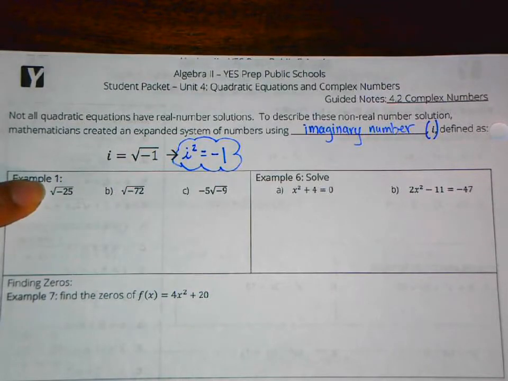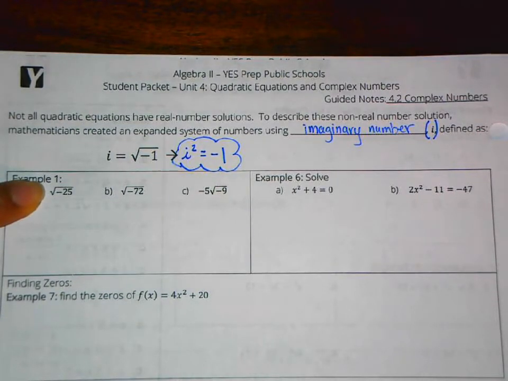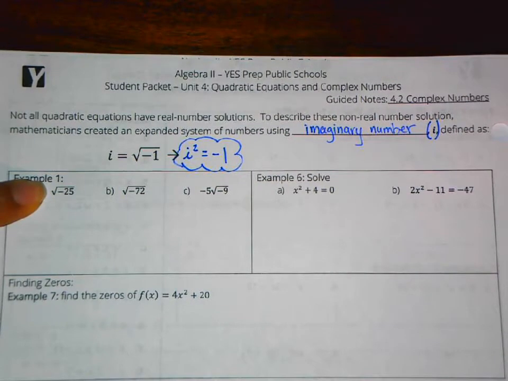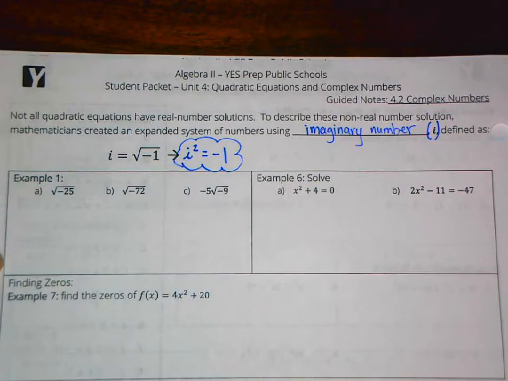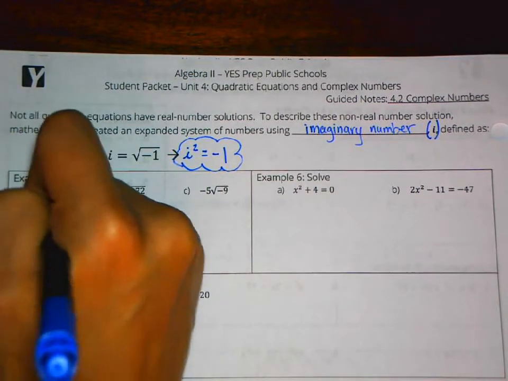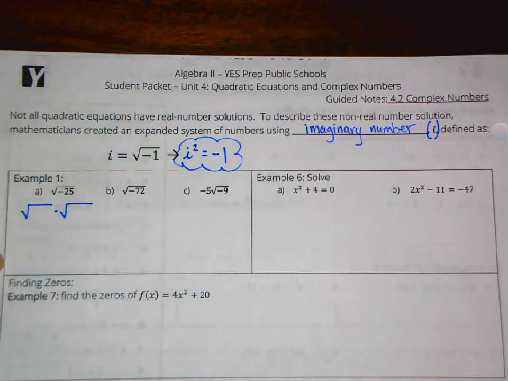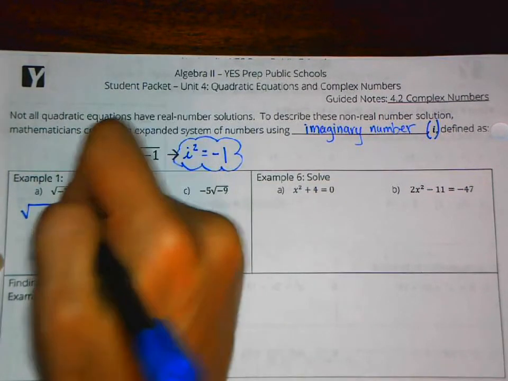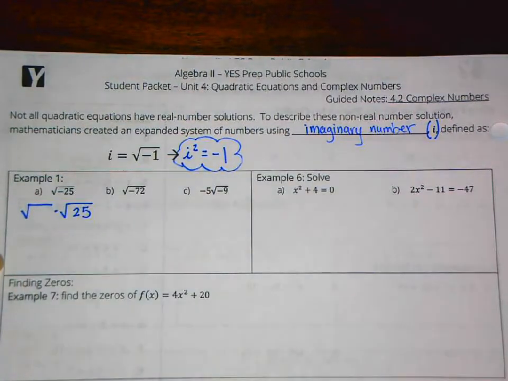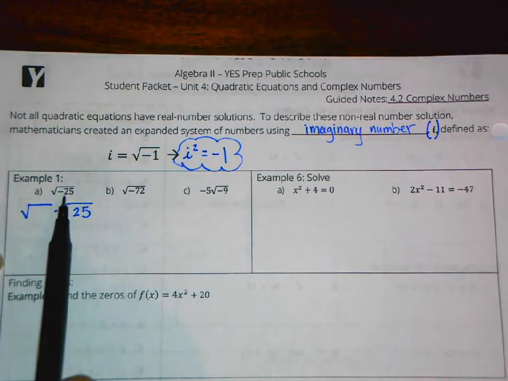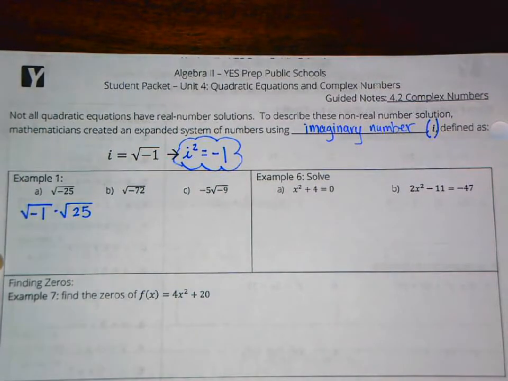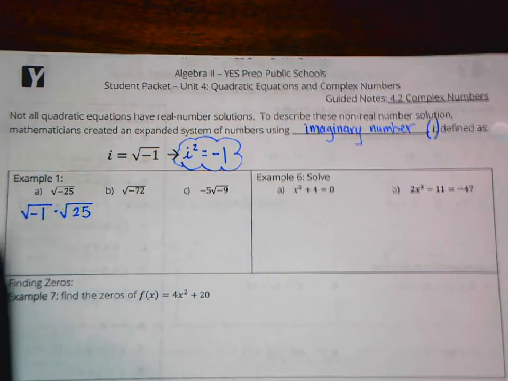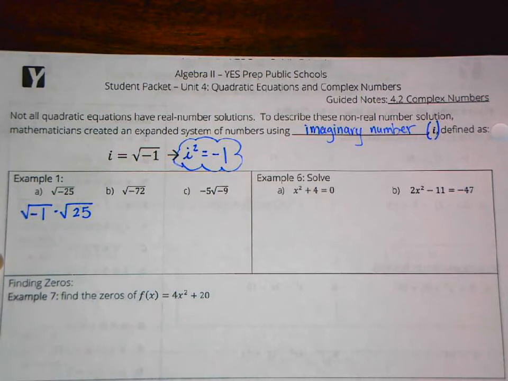Square root of negative 25. I would say that's no solution because I cannot take a square root of a negative number. That was yesterday. Today, now we know about our imaginary number. What I'm going to do is split this up. I know that the square root of negative 25 has 2 parts. I know that the square root of 25 is a real thing. Now, how do I get negative 25? 25 times negative 1 is negative 25. So I split up the square root of negative 25 into the square root of negative 1 times the square root of 25.